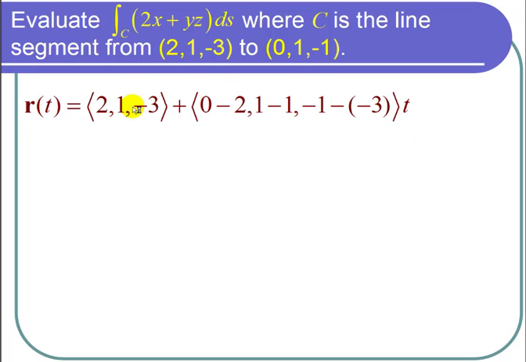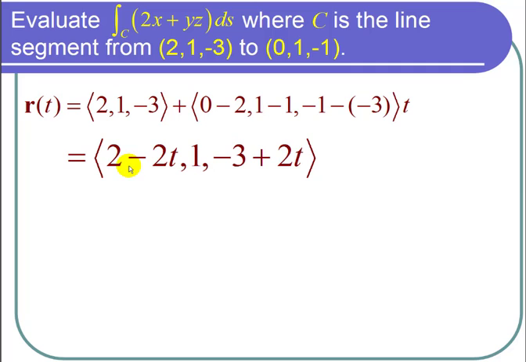So let's simplify this. We get 2 plus -2t. We get 1 plus 1 minus 1 is 0, so 0t, or that's just 1. And we get -3 plus (-1 minus -3) is 2, so that's -3 plus 2t. So there's the parameterized curve.